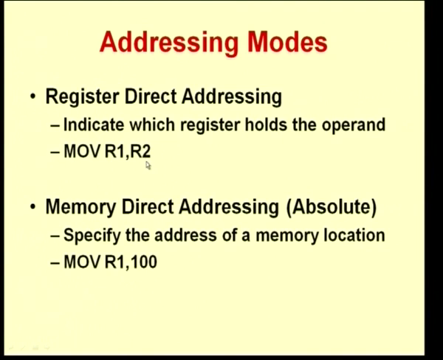So, what would happen here? Here we specified the register number. Similarly, when we say memory direct addressing, we will be directly specifying the address of a memory location. We refer to this as direct addressing, or sometimes it is also referred to as absolute addressing.